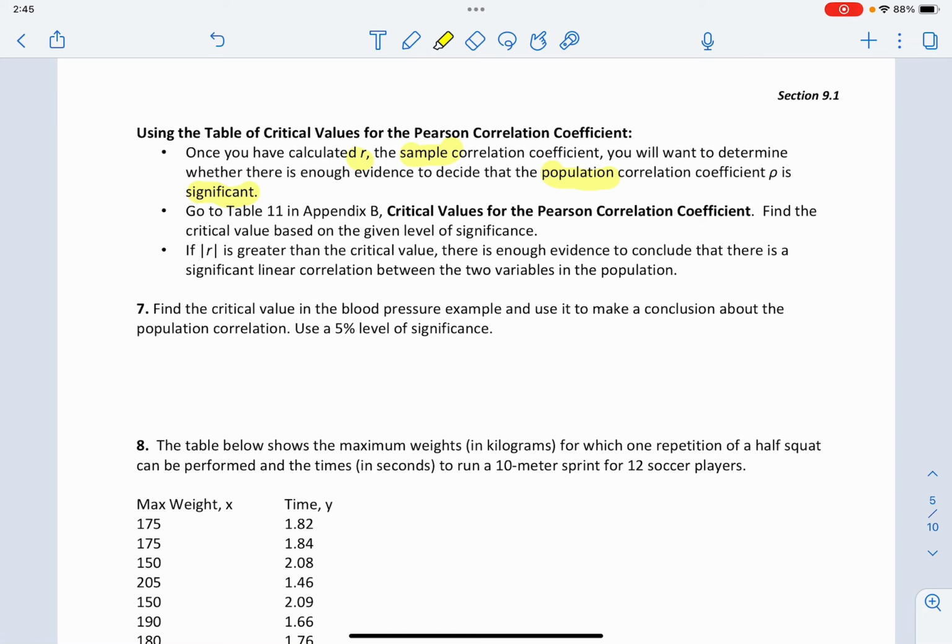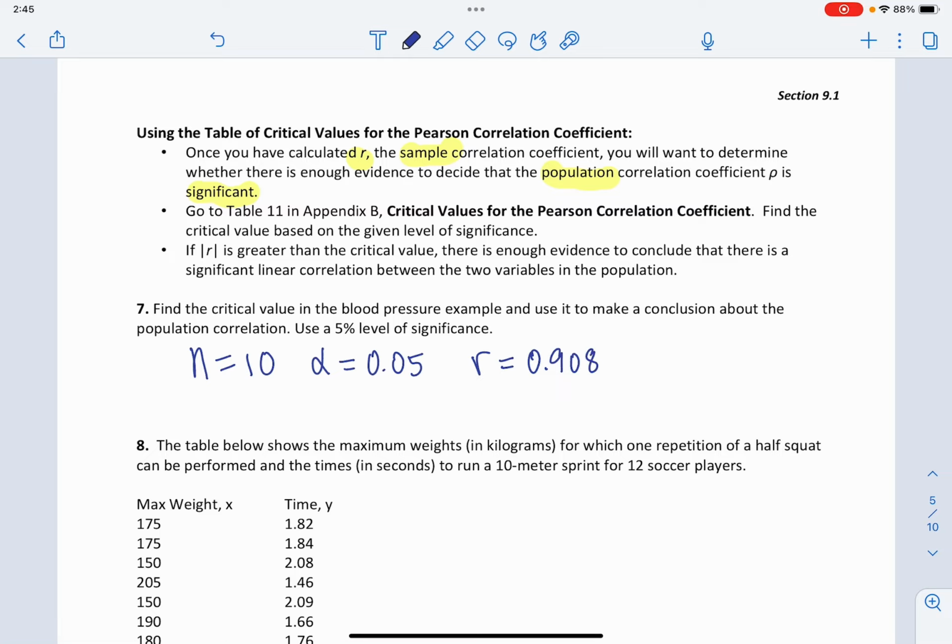Find the critical value for the blood pressure example. So the values you're going to need: you need N, which in this case is 10. There were 10 men in the study. You need the alpha, 0.05. And then we also need our R, which we found in the previous video, 0.908.